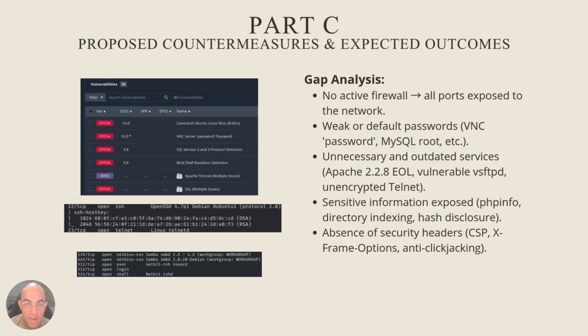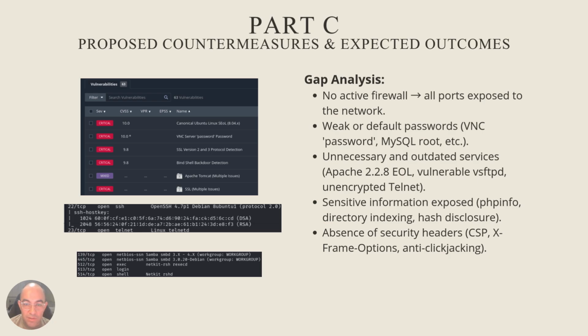In Part C, I performed a risk assessment using the Part B scans. Nessus found 63 vulnerabilities on Metasploitable 2, including several critical ones with CVSS 10, such as the vsFTPd backdoor and VNC with a weak password, both allowing remote shell access. And Nmap confirmed over 30 open ports, with Telnet enabling clear text credentials, and Samba presenting escalation risks.